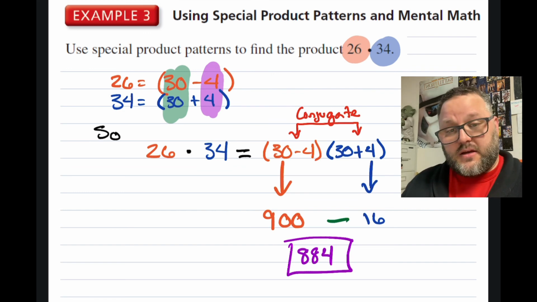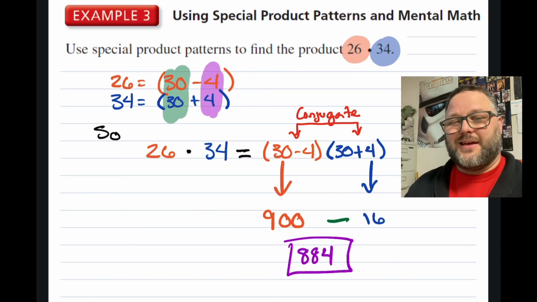And this method, a lot of the time, is how I'm able to calculate a lot of this before you can ever even get your calculator out.